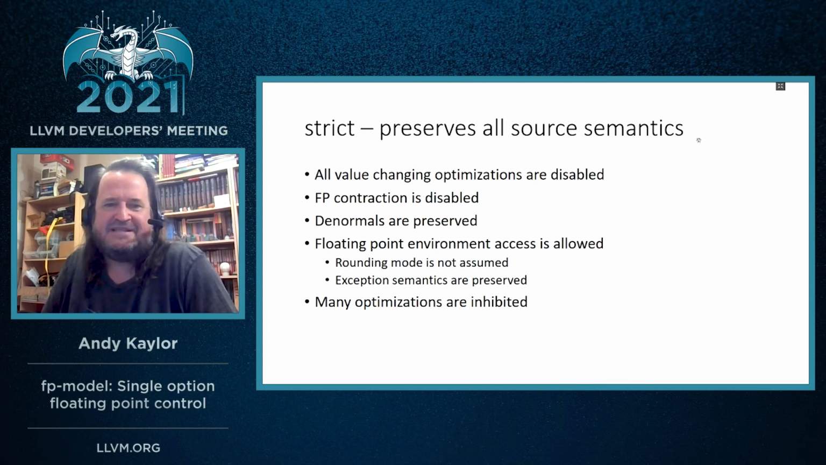And also full exception semantics are preserved, so you can check the floating point status bits or unmask exceptions and not have to worry about spurious behavior introduced by, for instance, the compiler speculatively executing a floating point operation that might not have been executed according to the semantics of the program. The trade-off with this mode, of course, is that many optimizations are inhibited, and so you don't get quite the performance if you use the strict floating point.